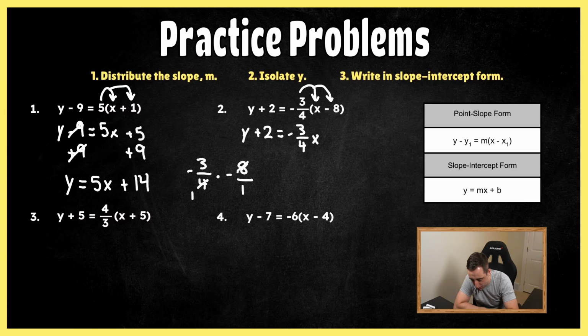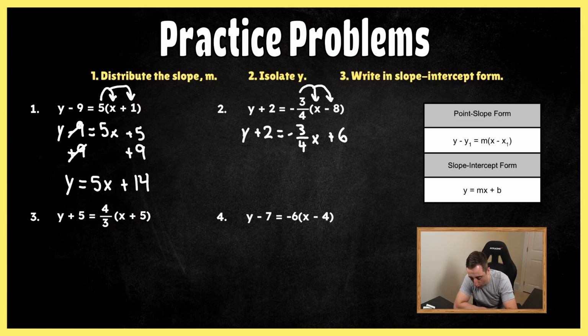8 divided by 4 is 2, and now we can multiply across here. So numerators, 3 times 2 is going to give us 6. 1 times 1 is going to be 1. And then we had a negative times a negative, which is going to give us a positive result. So this should be a plus 6 here. And now let's go ahead and erase all that.